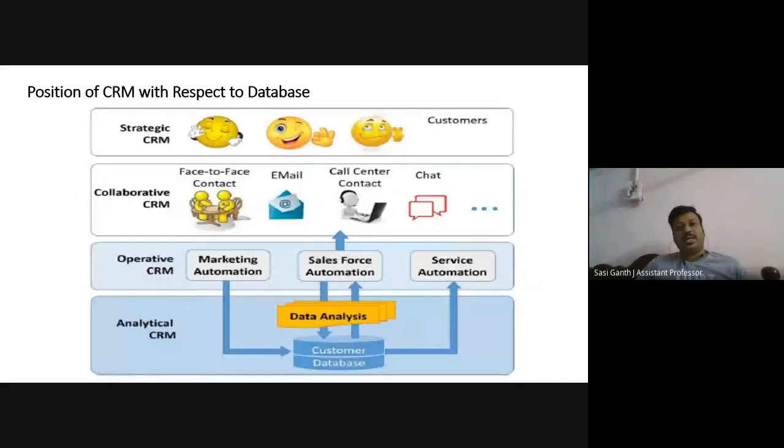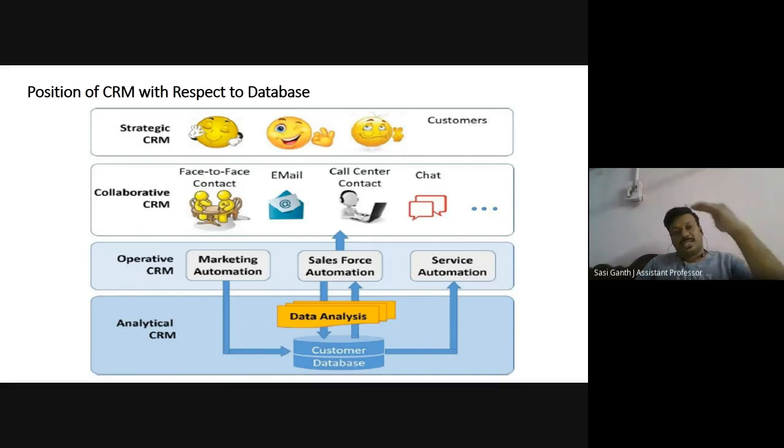Then we have learned strategic CRM, collaborative CRM, operational CRM, and analytical CRM. Right, we have to go from the bottom. Customer database, data analysis, where you go for marketing automation, sales force automation, then service automation, which brings some collaborative customer relationship: face-to-face contact, email contact, call center contact, you chat with your customer. Then at the end of the day, you go with good strategic customer relationship management.